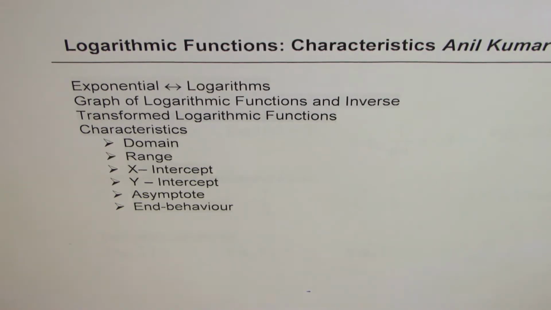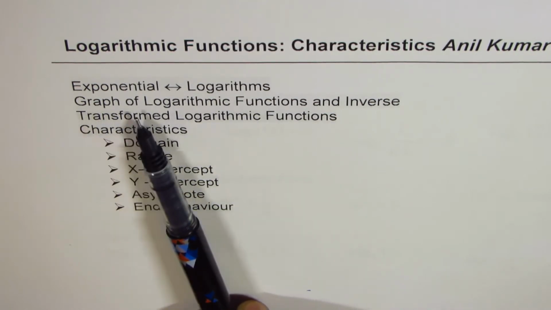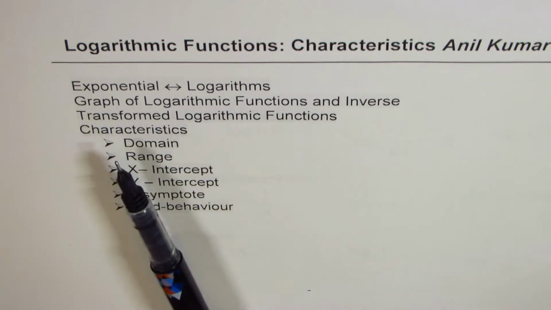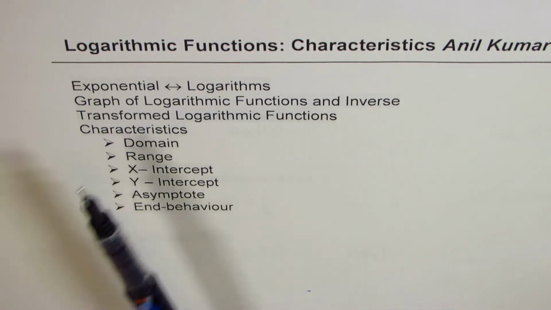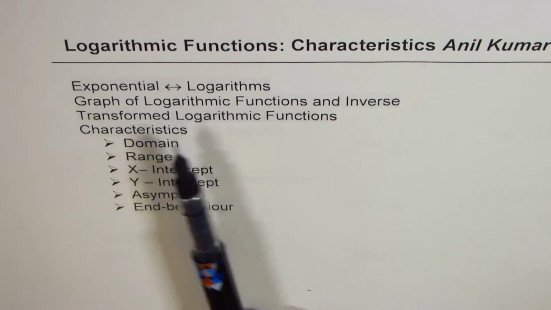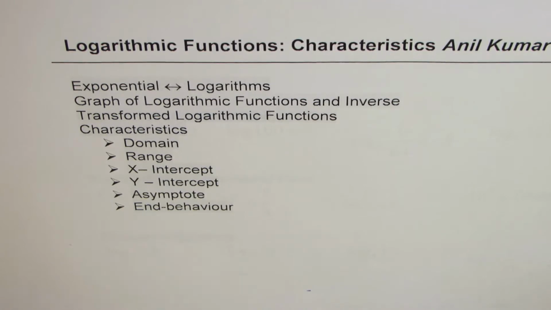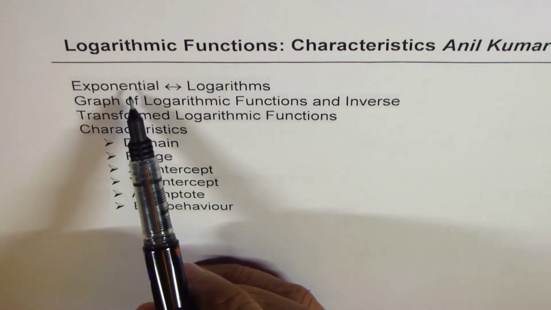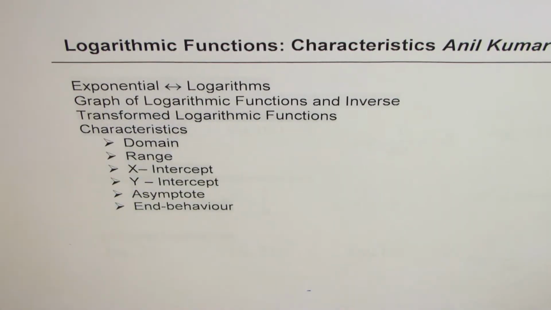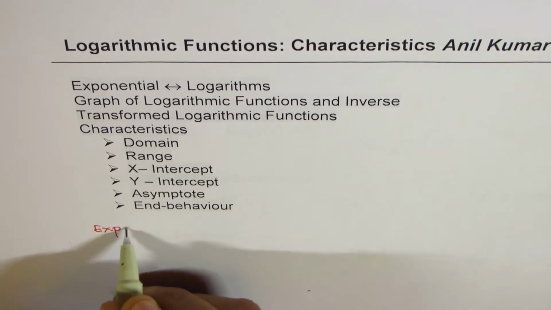We'll talk about the relation between exponential and logarithmic functions. Then we'll sketch graphs of different kinds of logarithmic functions and their inverse, which will be like exponential functions. Then we'll take a few transformed logarithmic functions, find their domain and range, and other characteristics as written here. As you know, logarithms are the inverse of exponential functions, so it is a good idea to review some basics about exponential functions. Let me begin from there.